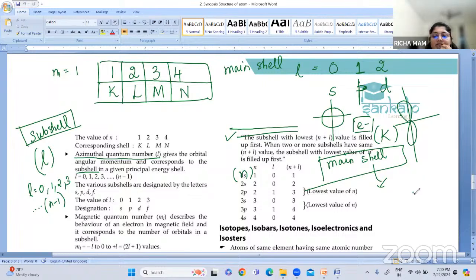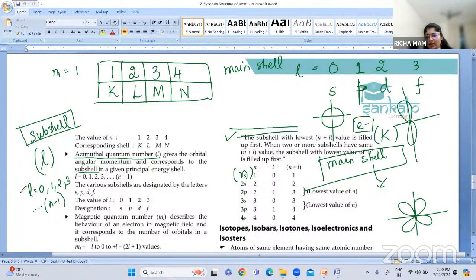What is the shape of D? It is double dumbbell shape. So the name is given as double dumbbell shape. Then when the value of L is 3, the subshell is F. So this represents the azimuthal quantum number.